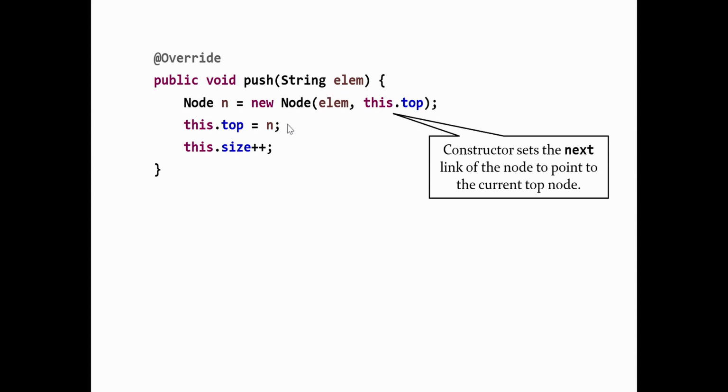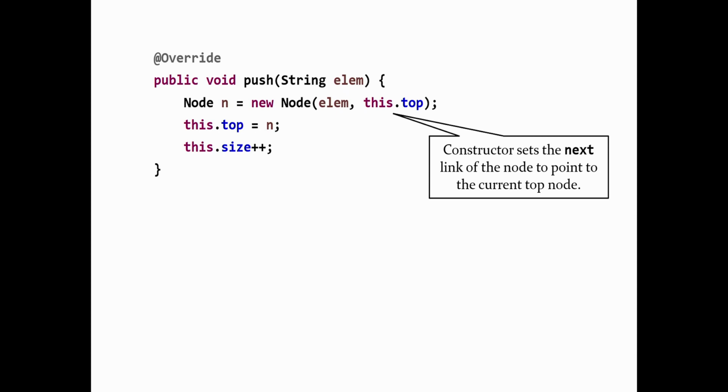Then what do I do? I have to adjust the current top node so that it points to the new node, right? So this.top is equal to n. And now what? Increment the size by 1. And that's it. It's actually very easy to do.